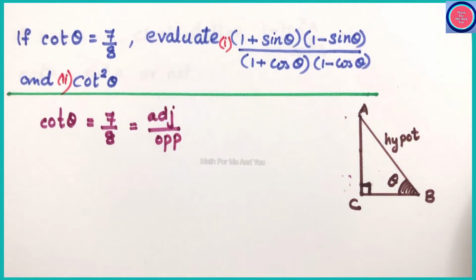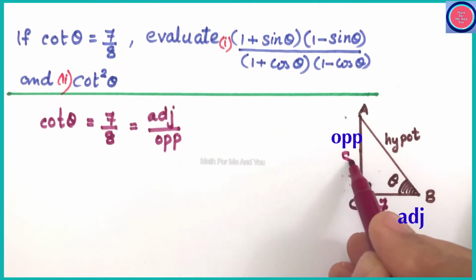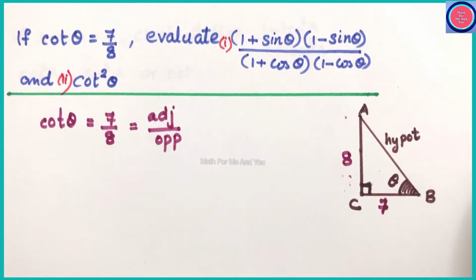Here we are getting 7 by 8 is equal to adjacent side by opposite side. That means when we compare, adjacent side is 7 and opposite side is 8. This is about angle theta. So we can mark adjacent side BC as 7 and opposite side, that is AC, as 8. In this right triangle, hypotenuse is missing. How can we find one side of a right angle triangle? If any side is missing, we can use the theorem of Pythagoras.